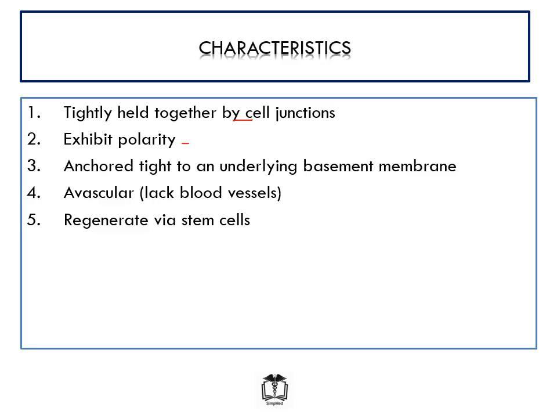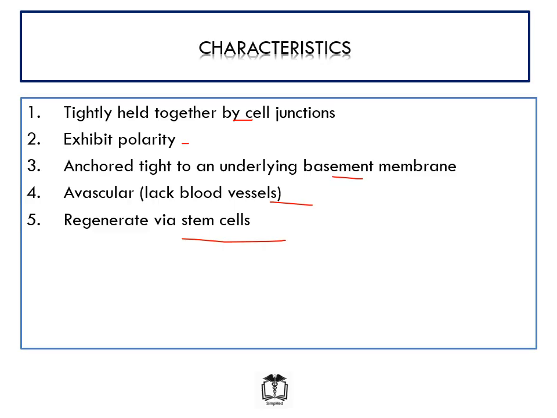Third, each layer of the cells tends to have an underlying basement membrane that anchors the cell tightly to a connective tissue. The fourth is that the cells are avascular. They tend to lack blood vessels within them. And then finally, epithelial cells tend to have a high rate of regeneration, especially because they have stem cells.